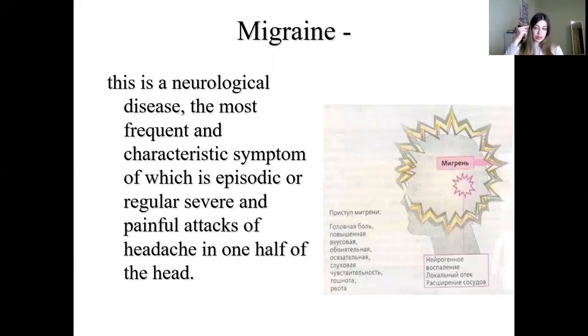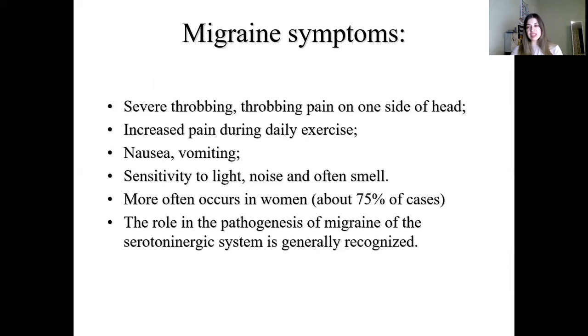And also we have some drugs for the migraine, which is also a problem of the cerebral circulation. Migraine is a neurological disease, the most frequent and characteristic symptom of which is episodic and regular severe painful attacks of headache in one half of the head, left or right. The symptoms can be different in different patients. We have severe throbbing pain on one side of the head, increased pain during daily exercise, nausea and vomiting, so much pain that even the patient has vomiting. Just imagine, yes? Sensitivity to light, noise and smell, they cannot look at light.